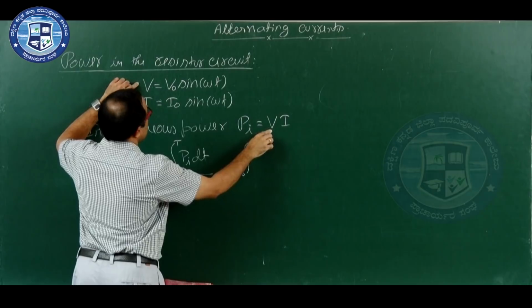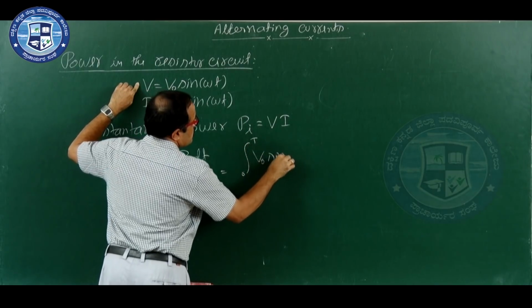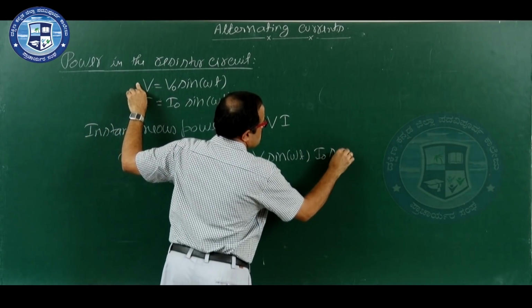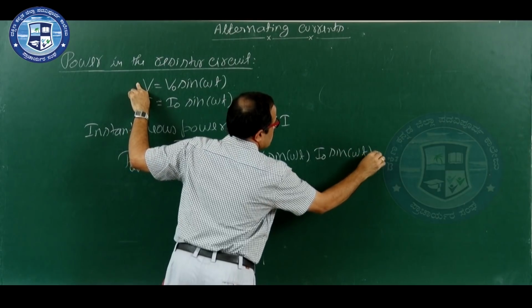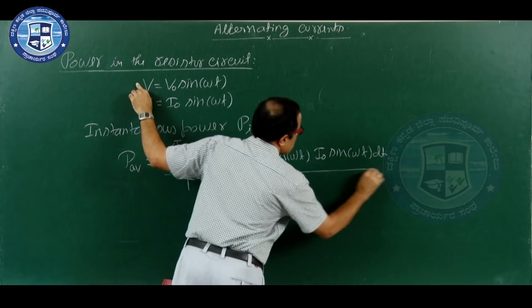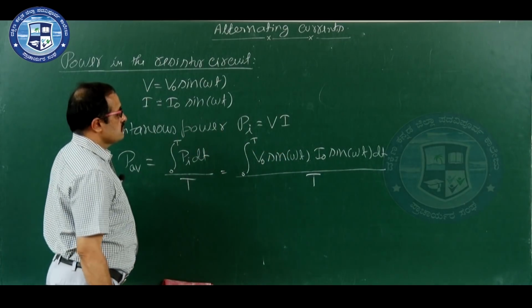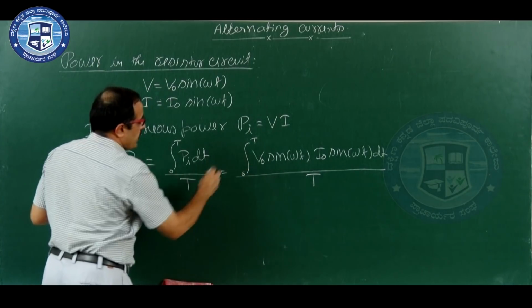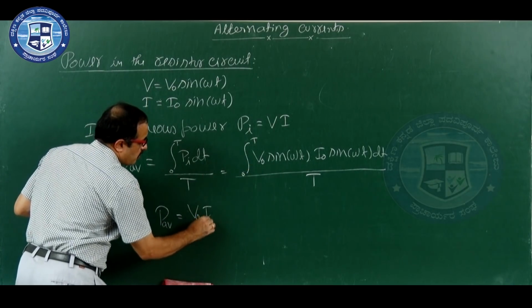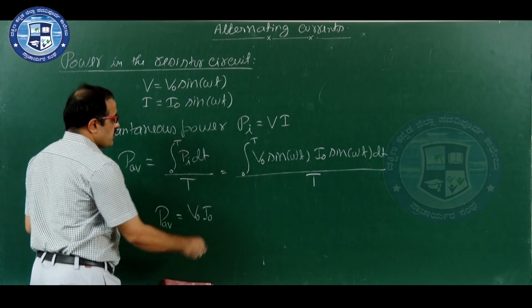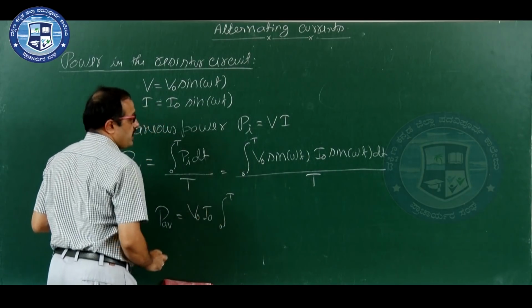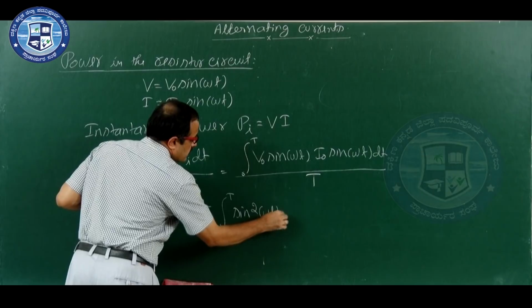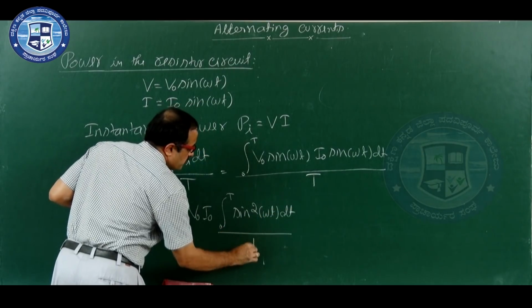So, substitute from 0 to T. What is the instantaneous power? V into I. What is V? V naught sin omega t into I naught sin omega t dt divided by T. P average is equal to, V naught and I naught are constants, take them outside. The remaining is the integration from 0 to T of sin square omega t dt.